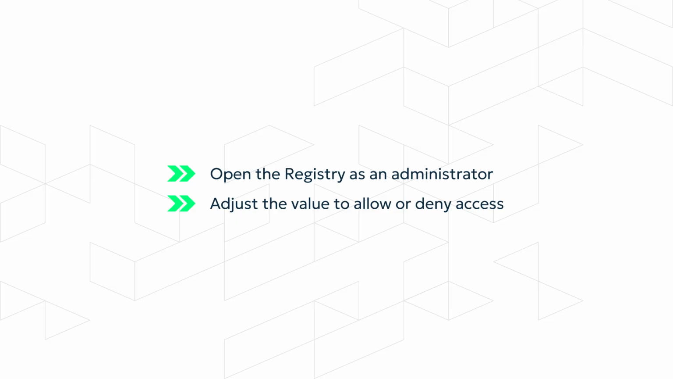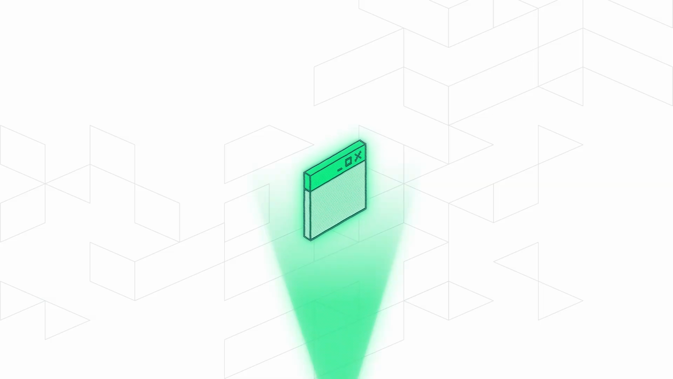Managing file system permissions ensures you stay in control of which apps can access critical data, reducing the risk of unauthorized access, corruption, or privacy breaches.